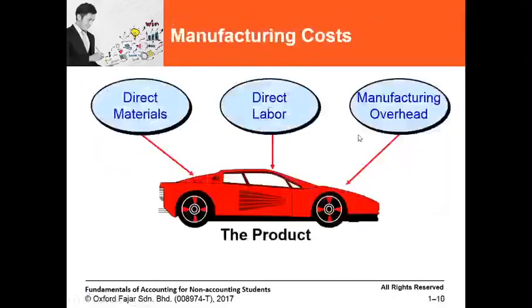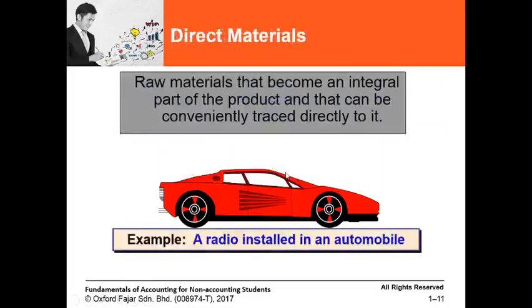Okay, so let's look very quickly at what manufacturing cost is. Our product is a car here, so we need direct materials, direct labor, and manufacturing overhead in order for us to produce the car. Raw materials are an integral part of the product and can be conveniently traced directly to it. For a car, a radio will be installed in the automobile, so it will also be considered a raw material.